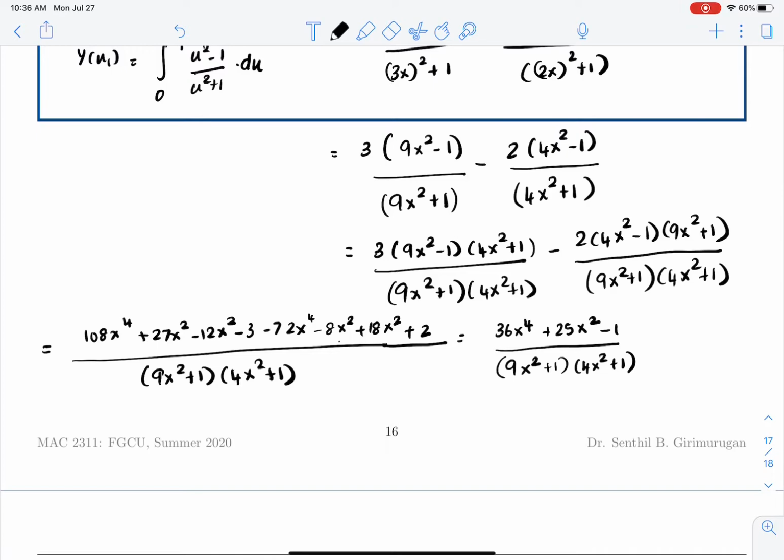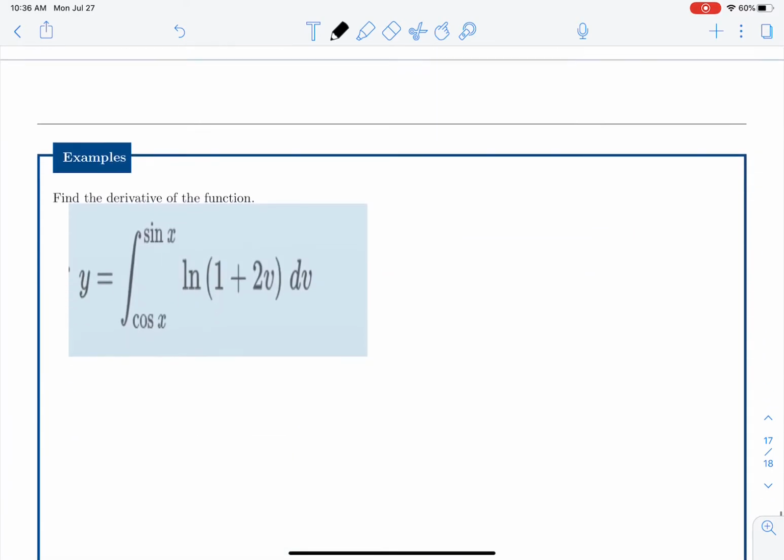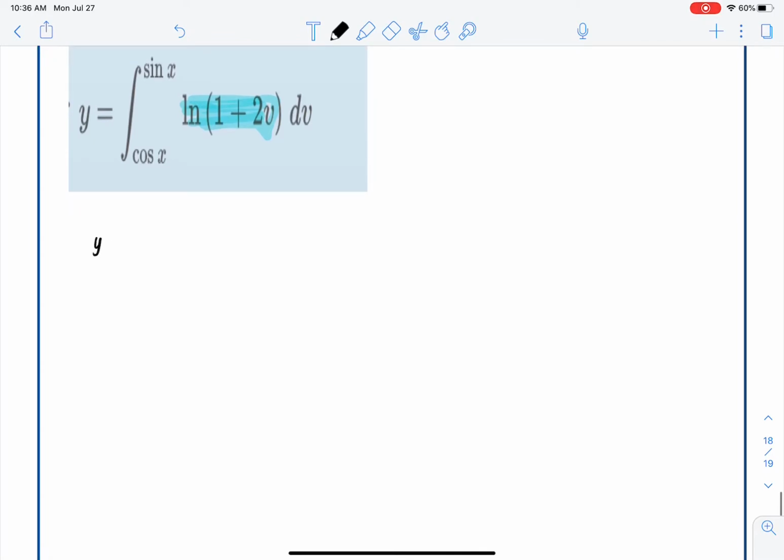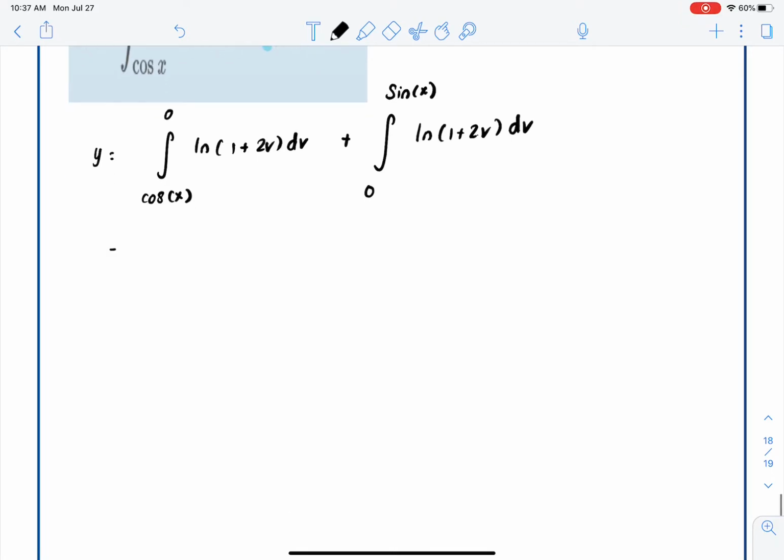Okay, we'll just leave it at that. So here we have the function f of x, and we can split this integral as the integral from cosine x to 0 plus the integral from 0 to sine x. Since we have to have 0, I can flip the limits of integration, but when I do that, I have to change the sign. So don't forget that. I'll write a remark.